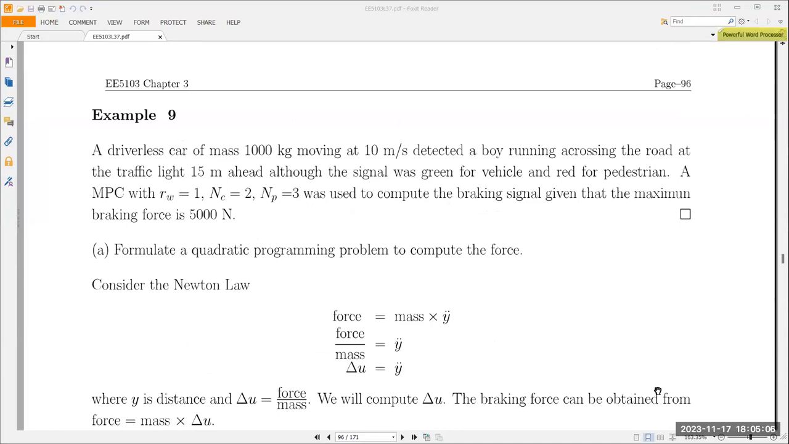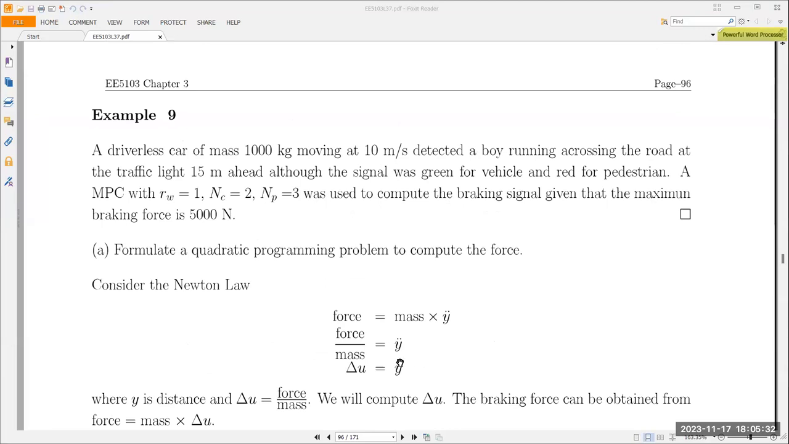Okay, today we'll look at two examples. The first example is on MPC with constraint. So you look at example 9. Now, example 9, you can go and read.